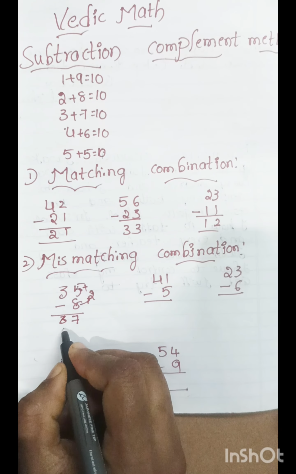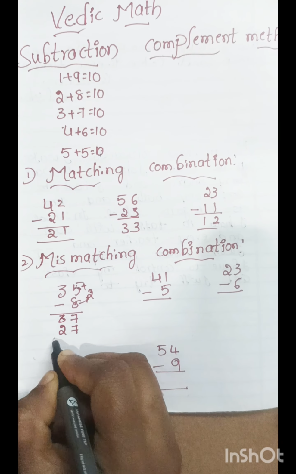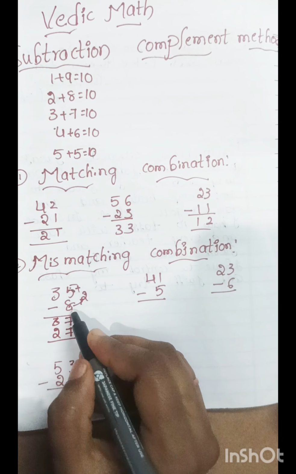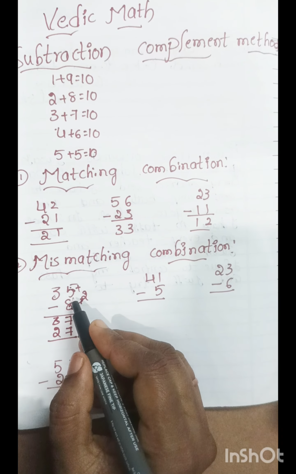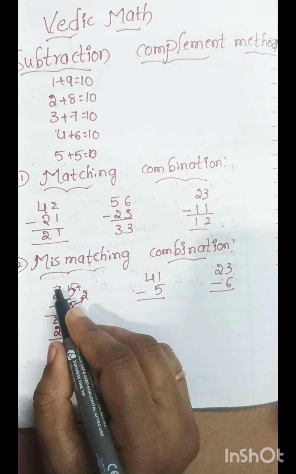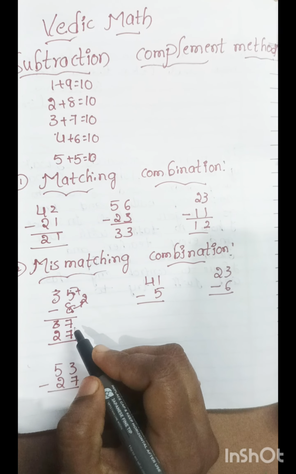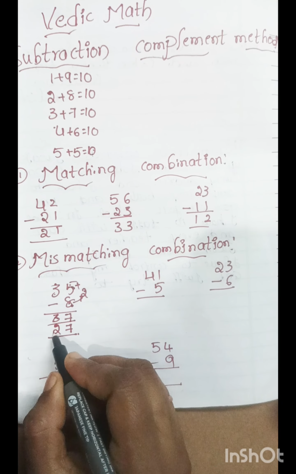Instead of 3 you should write 2. Why? Because this is the mismatching pair. That's why you have to subtract 1 from the previous number. So this is our answer. Our answer is 27.